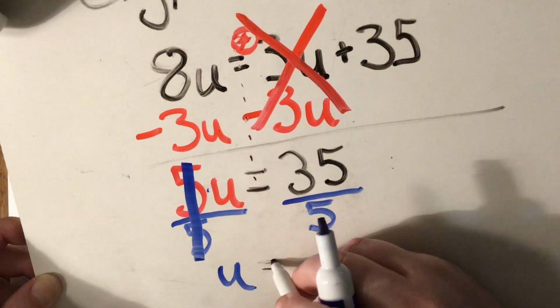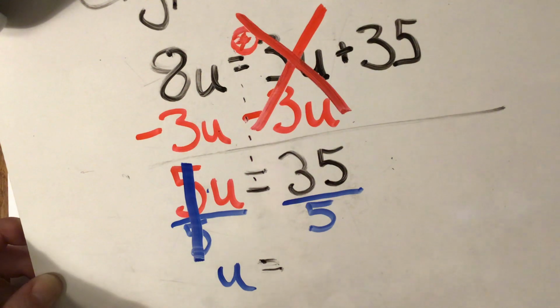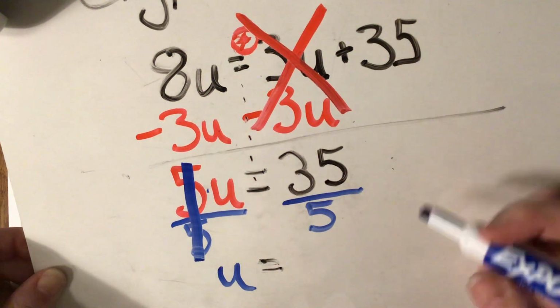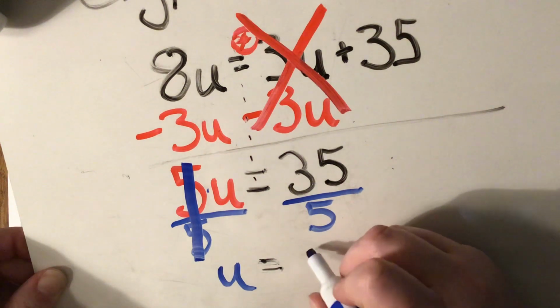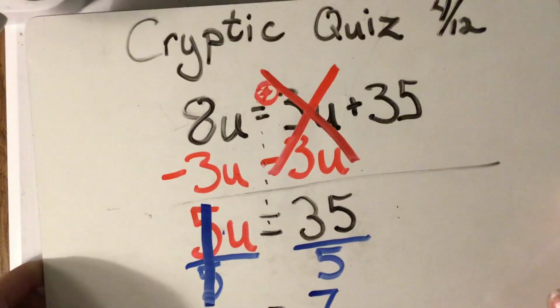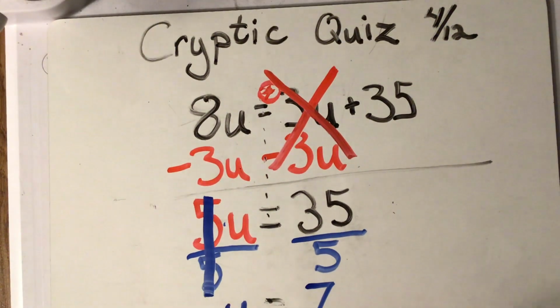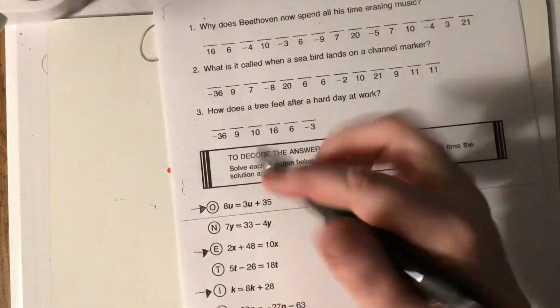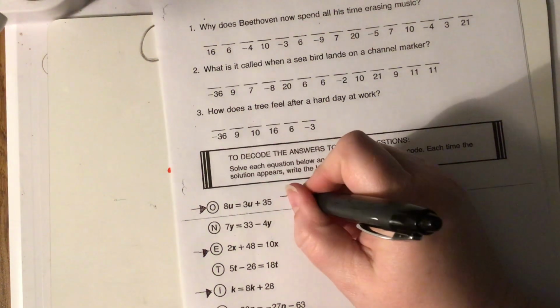equals, I need a new pen, you guys. What's 35 divided by 5? I'm going to punch it into my calculator and beep boop, it says 7. So u equals 7. So I'm going to come back here on my cryptic quiz, and I am going to mark that this is a 7, just so I remember.